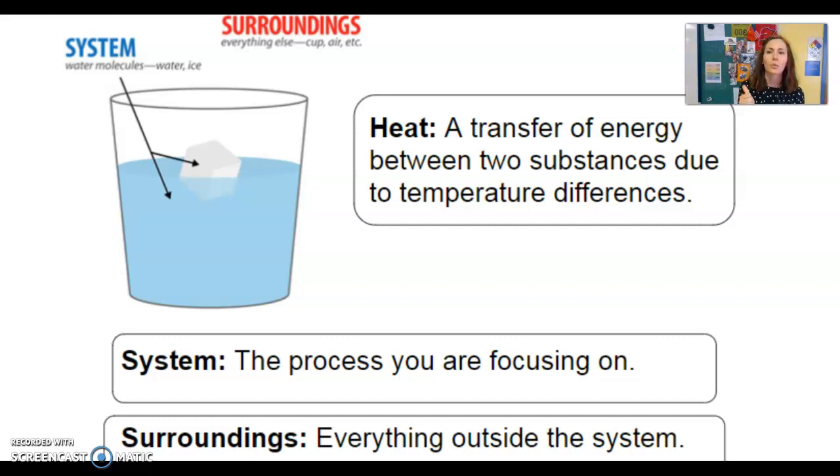So in this case, the water and the ice are the system, and the surroundings would be the cup, the air. If I had a spoon mixing in there, that would also be the surroundings. It's not a part of the chemical system. And so when we talk about heat relationships and energy, it's important to understand the difference between system and surroundings.